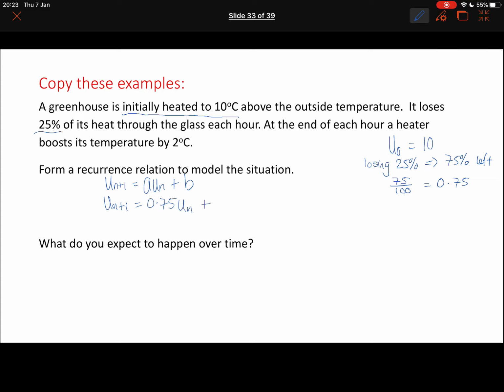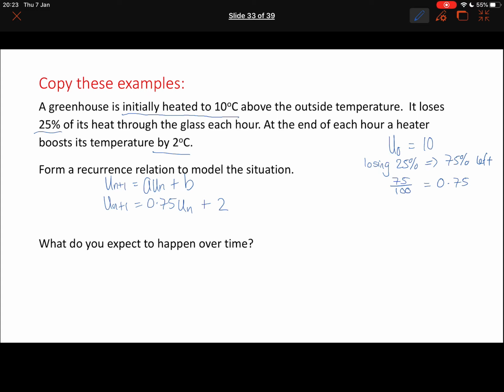So we've got most of our relation written, and if we just go through the question again, at the end of each hour, a heater boosts its temperature by 2 degrees. So it's losing 25% of its heat every hour, but every hour a heater's boosting its temperature by 2 degrees, so that tells me we are adding on 2 every hour. And that's our recurrence relation.